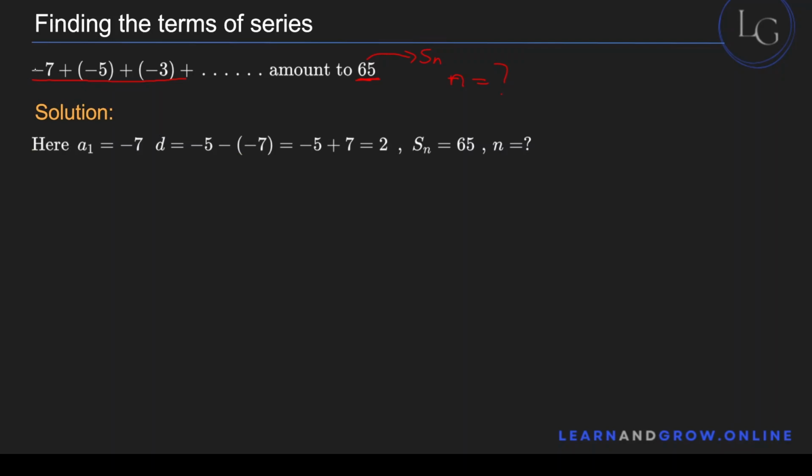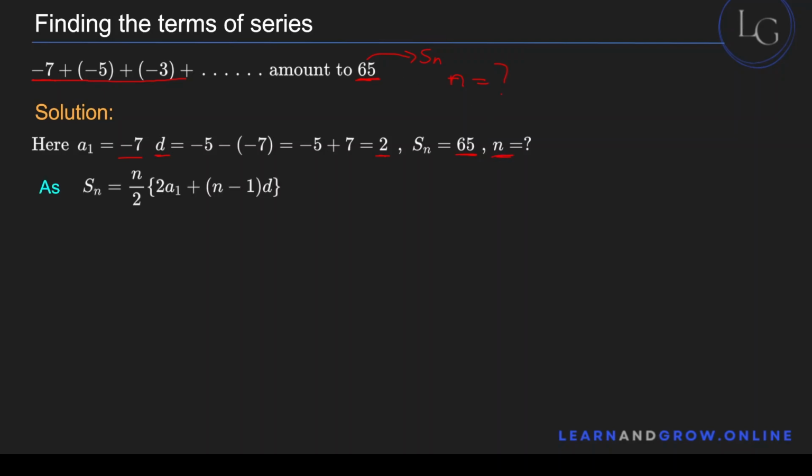Well, a1 is obviously -7, and the common difference is the difference between two consecutive numbers, so -5 minus -7, and that gives you 2. So the common difference d is equal to 2, and Sn, the sum of the terms that are required, is 65, and we have to find the value of n. So how will we do that?